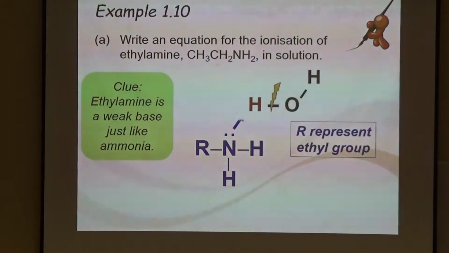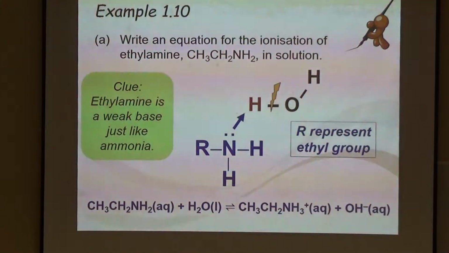So, when you have water, you will form a dative bond with the H, just like in ammonia, and then you can get that equilibrium. So it's exactly the same as ammonia, except instead of one hydrogen, it is replaced by a CH3CH2 group, which is an ethyl group. Then you are left with ethylamine.